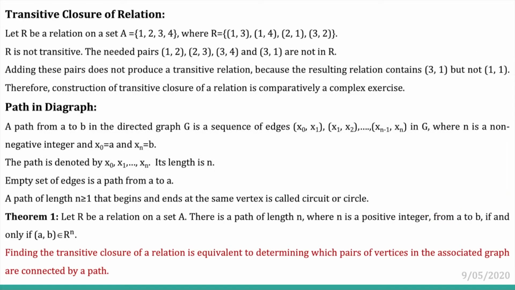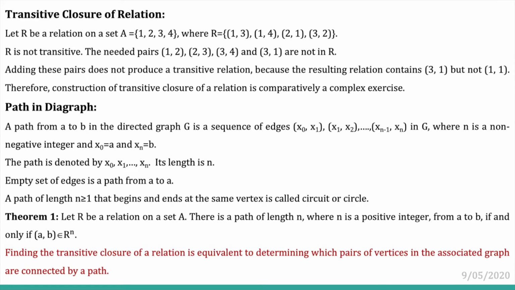Finding a transitive closure of a relation is not an easy exercise. For example, this relation defined over a set of 1, 2, 3, 4 contains these 4 ordered pairs. Now we need to include these 4 ordered pairs into the relation for it to be transitive. But simply adding these 4 ordered pairs into the relation may not be sufficient to make it transitive.